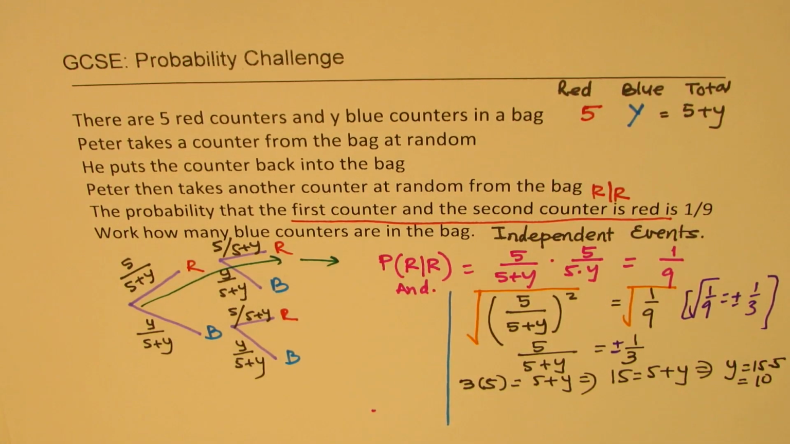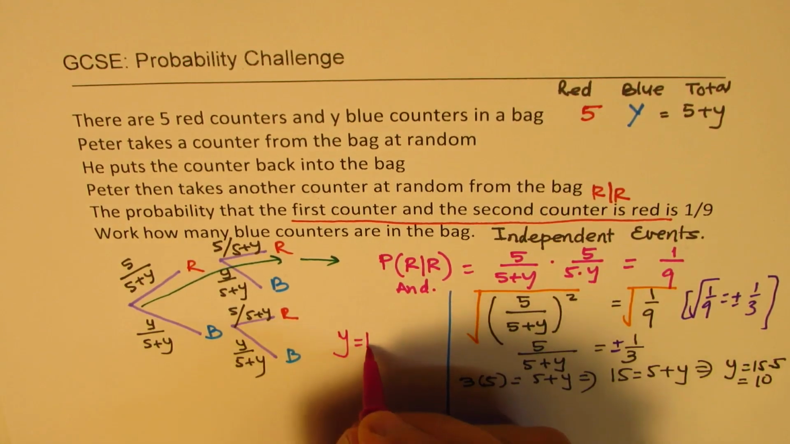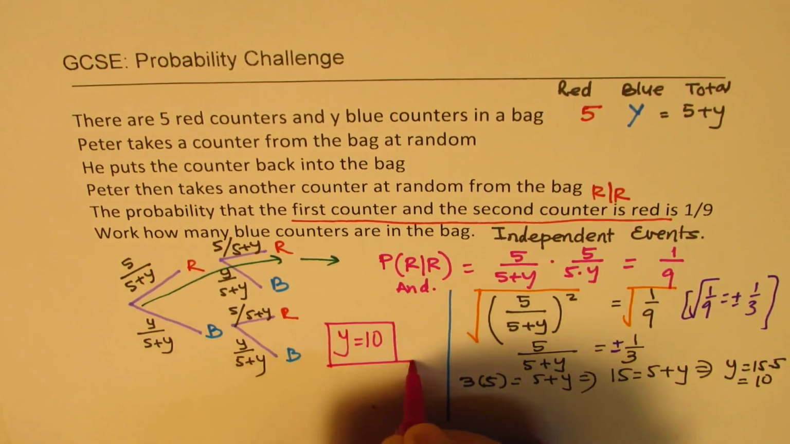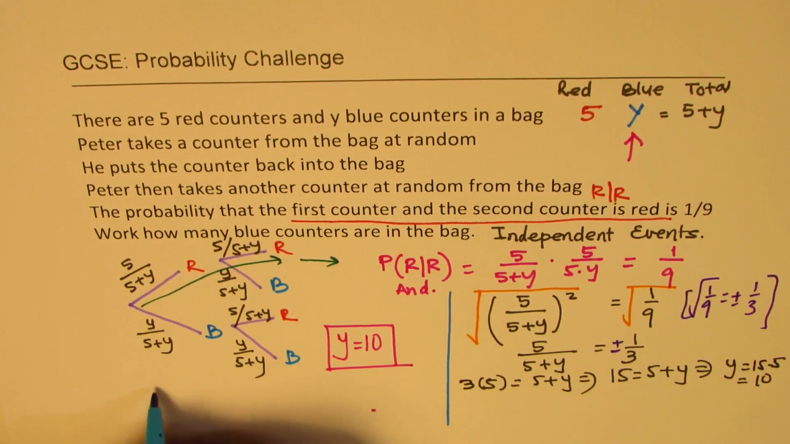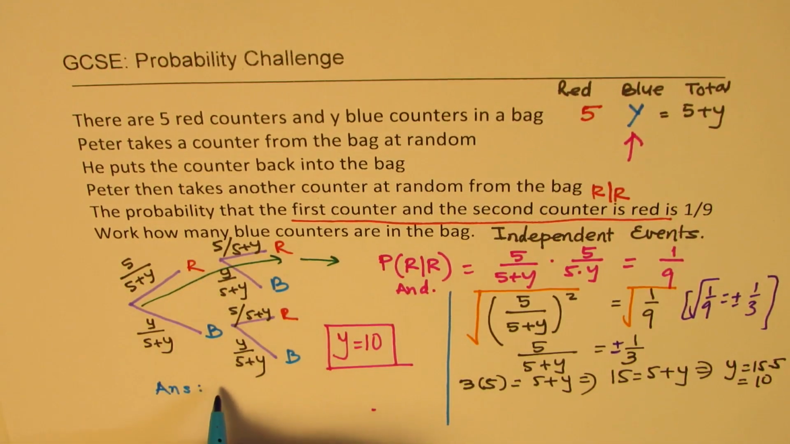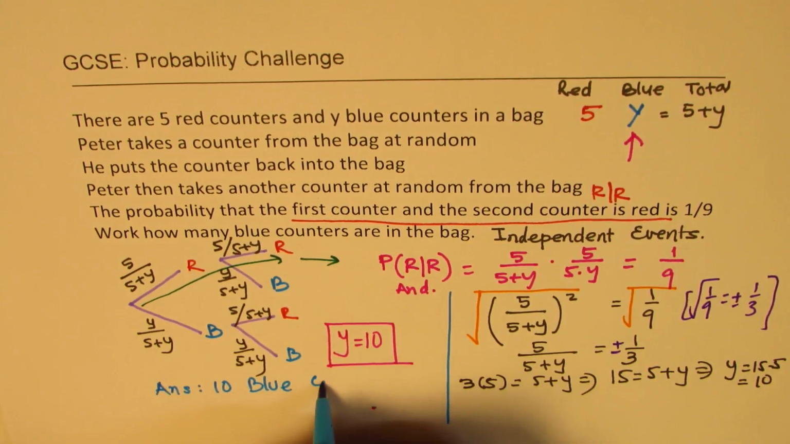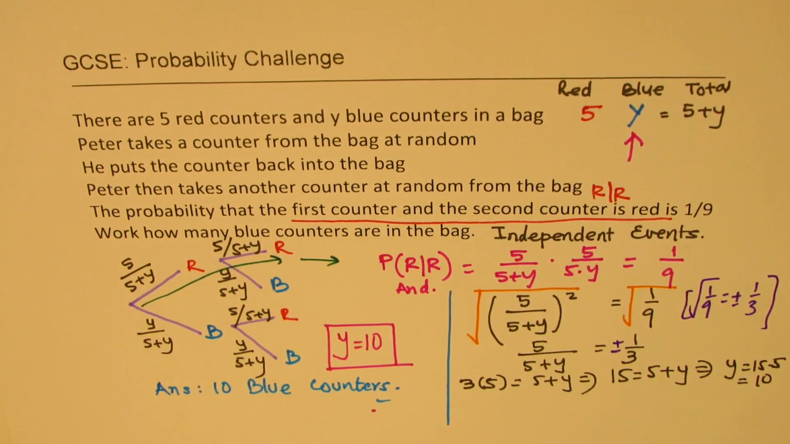Does that make sense to you? It works, right? So if I write y as 10, we get 5 over 15. Correct? So solving was much simpler. We got y as equal to 10. Well, these are our blue marbles, right? Blue chips, correct? So, okay, let me write down our answer here, which is how many blue counters are in the bag? There are 10 blue counters. Is that clear? So that is much simpler.